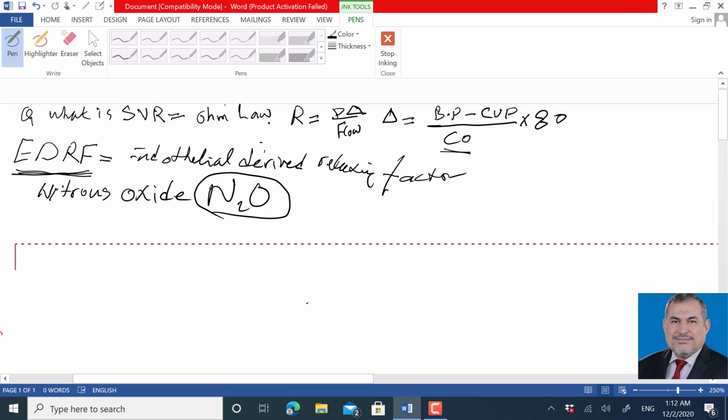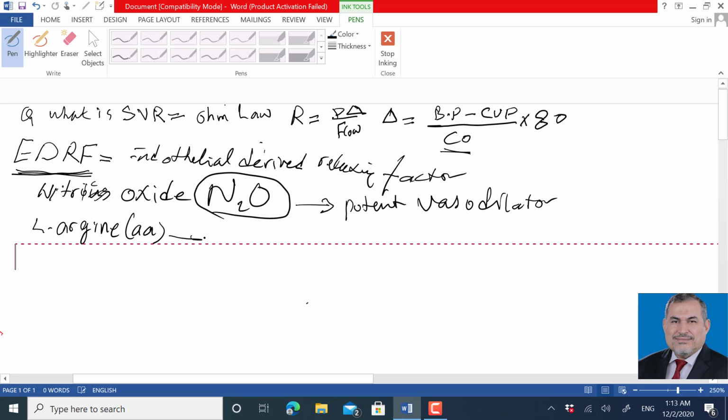What is the effect of nitric oxide? Nitric oxide, not nitrous, nitric. It causes vasodilatation. It is a good, potent vasodilator. Okay. What's the precursor to nitric oxide? Nitric oxide comes from L-arginine, which is an amino acid.